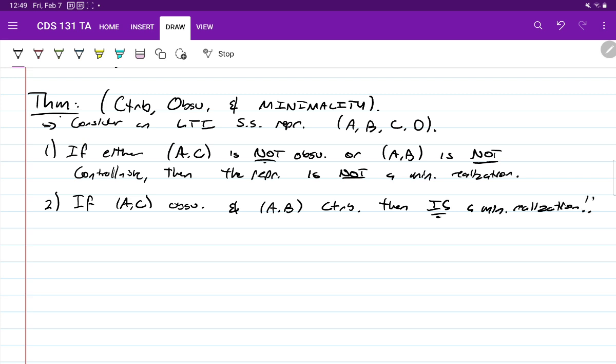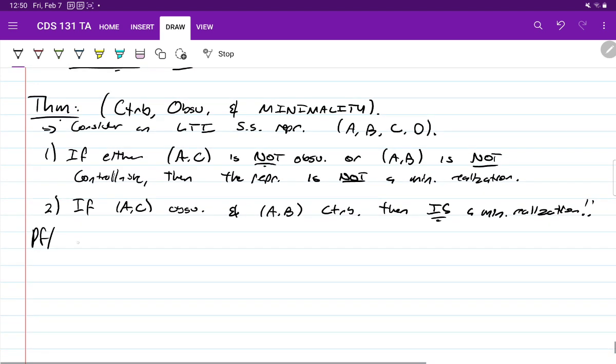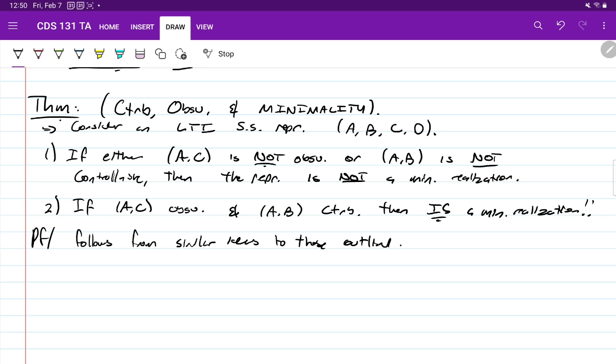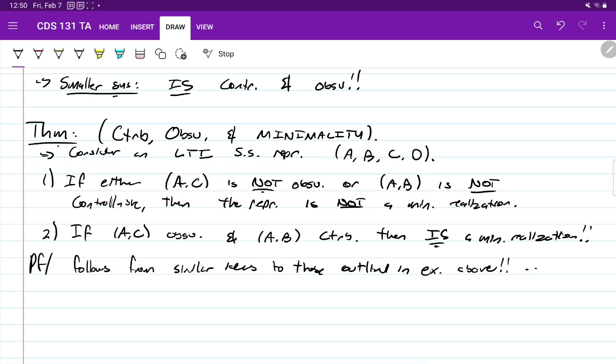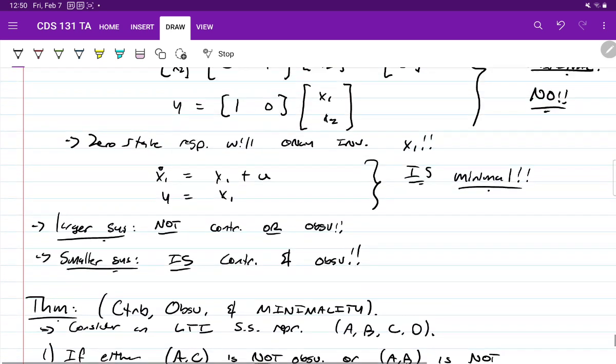Okay? So it turns out that controllability, observability, and minimality are all tied up with each other, right? Your system representation will be minimal if and only if you get a controllable pair and an observable pair, all right? So the proof follows from similar ideas to those outlined in the example above, okay? So you can see the notes for the full proof of this, all right?